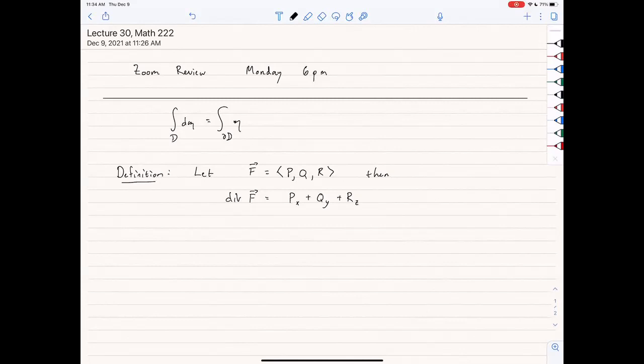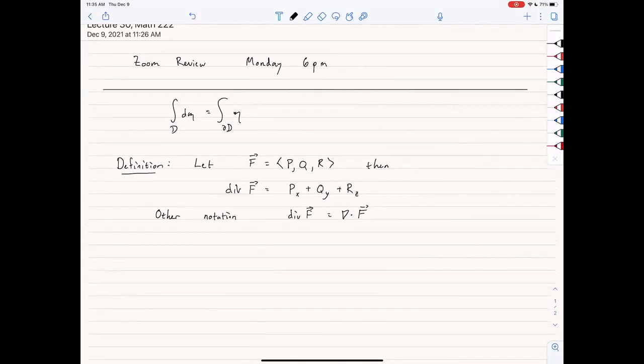There's other notation, just like with curl, another notation for this is we can take div F. It's the same notation, same definition as above, but you do this kind of thing. And again, you imagine this nabla operator as being sort of a vector with del x, del y, del z, just sort of, in a sense, a dot product.